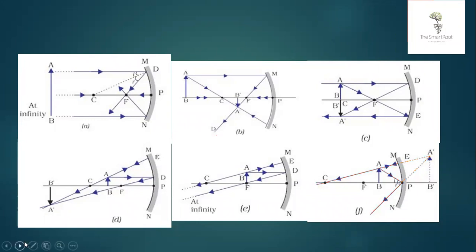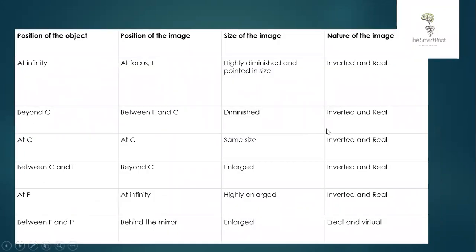Now we will see what will happen here. Now what is the type of image that we have? The previous image, what was it like? When I'm placing the object at infinity, I had the image at the focus. And what was the characteristic of the image? It was an inverted image, it is a real image.